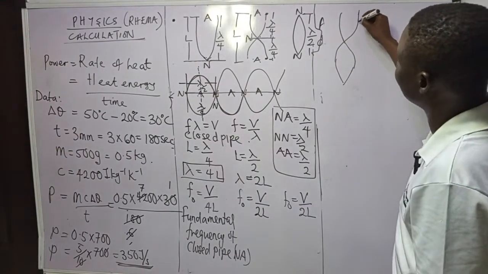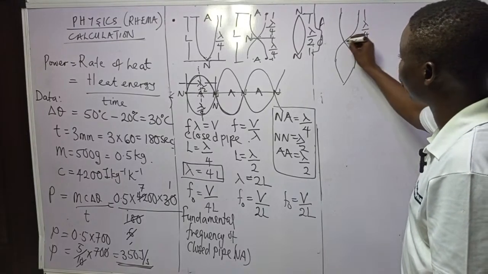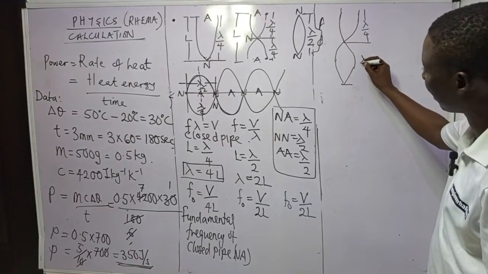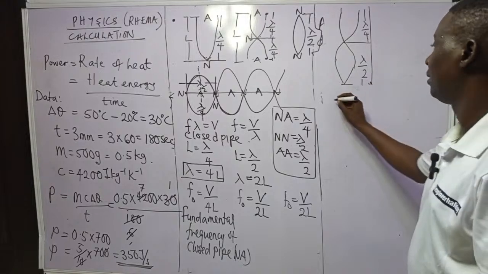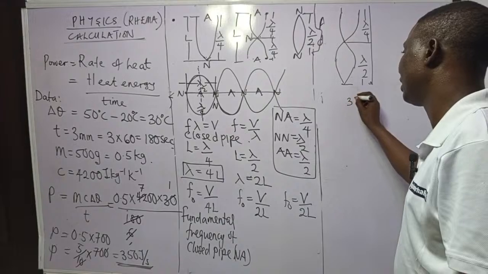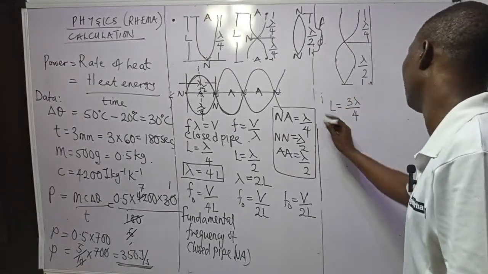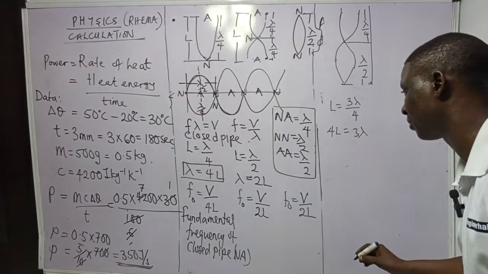Now, this next one is for the closed pipe. From here to here is lambda over 4. Don't forget that. Then from here to this node is lambda over 2. So class, quarter plus half is equal to what? 3/4, which is L. So what I would have now is 4L equals 3 lambda. Let's make lambda the subject of the formula.